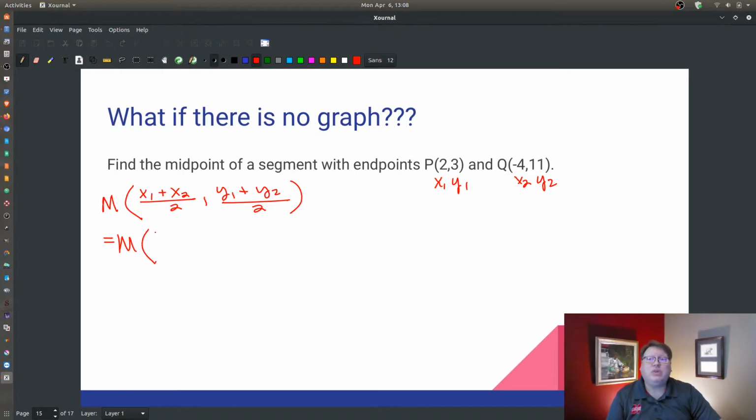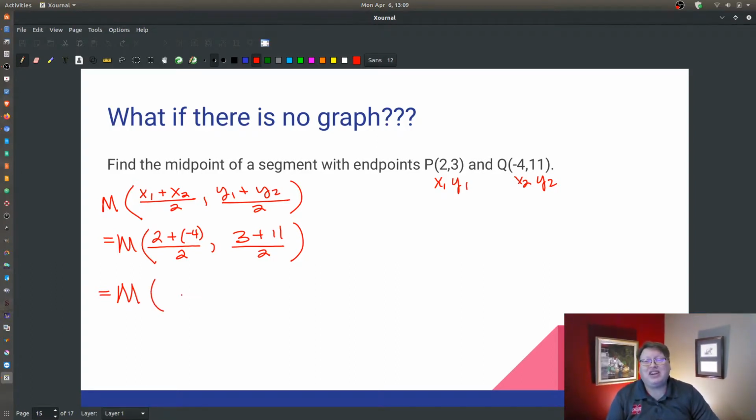So x sub 1 is a 2. X sub 2 is a negative 4. And I like to put my negatives inside parentheses. We're going to divide that by 2. And then y sub 1 is 3 plus 11, which is y sub 2, and that's divided by 2. So what do we get here?